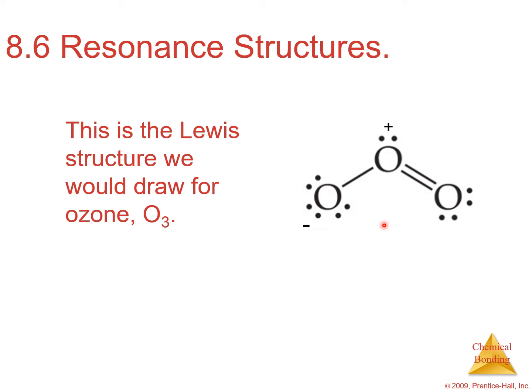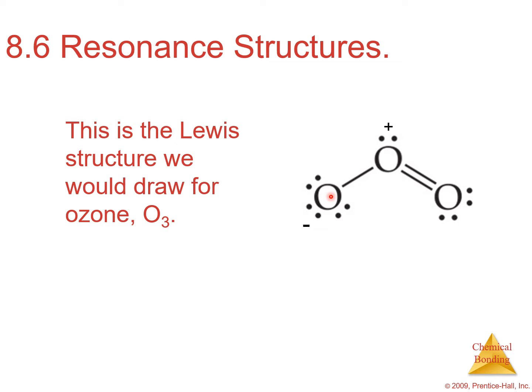Like this. However, this single structure cannot by itself be dominant because it requires that one O-O bond be different from the other. If this is the only form, this is a single bond, this is a double bond, but this is not true. In the actual molecule, these two bonds are of the same length, which means they are equal.